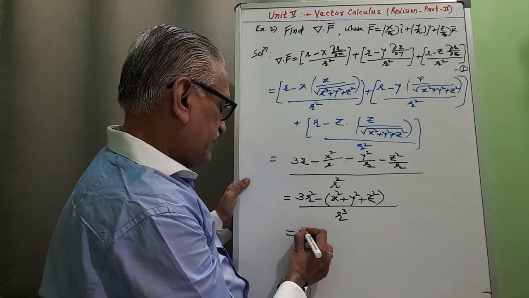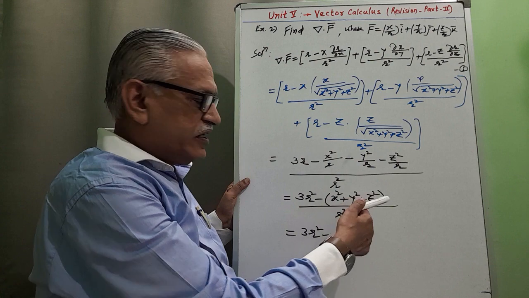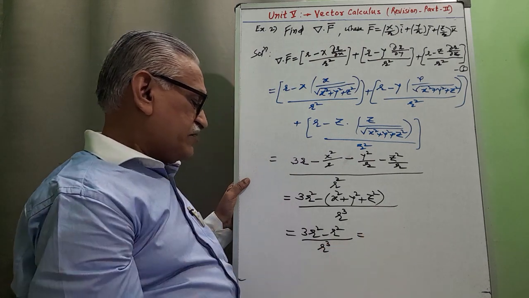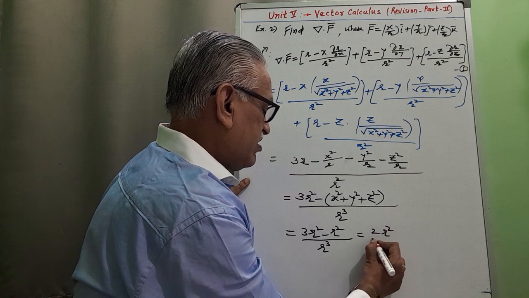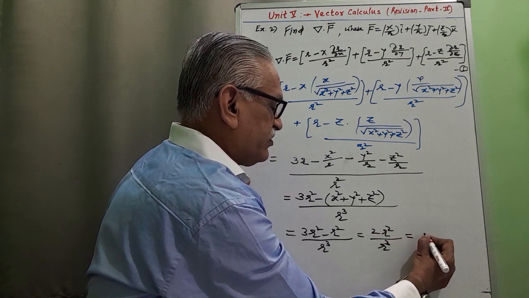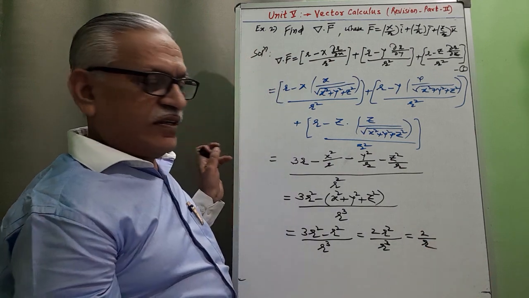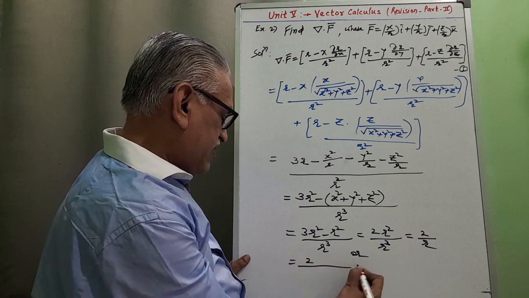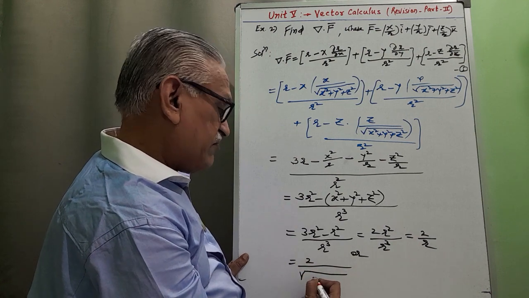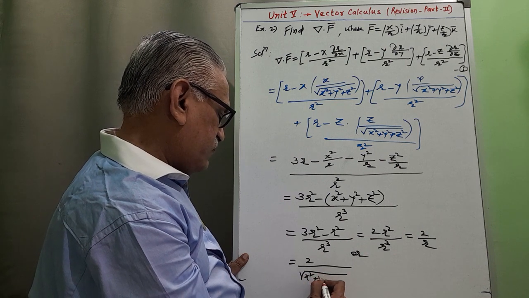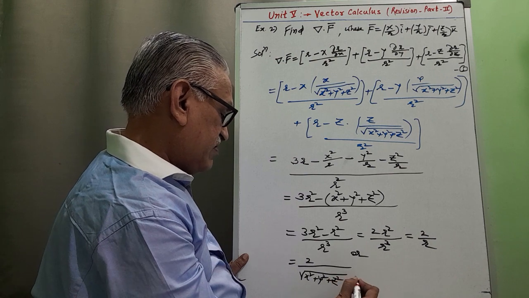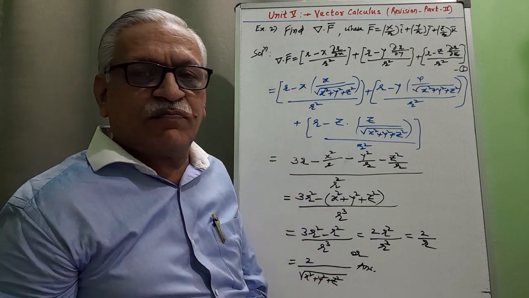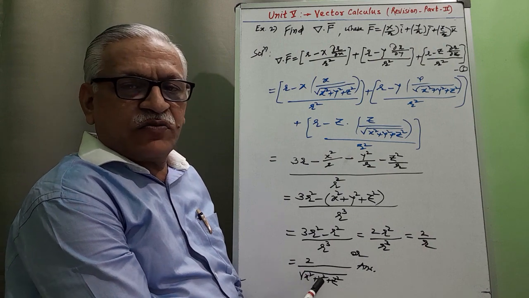This is equal to 3r square minus x square plus y square plus z square, which is nothing but r square, and divided by r cube, and therefore it is 2r square divided by r cube, and therefore the value is 2 divided by r, nothing but root of x square plus y square plus z square, as the answer, or the value of that del dot f bar, divergence of f bar. Divergence of f bar is 2 divided by square root of x square plus y square plus z square.